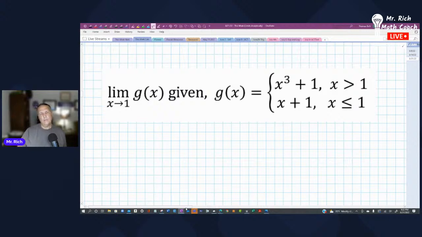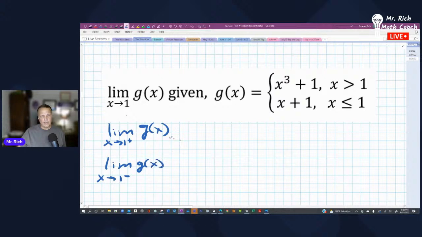The function that we're taking the limit of is a piecewise function. So I'm trying to find the limit of this function as x approaches 1. What I have to do is consider the two-sided limits. I have to consider the limit of g of x as x approaches 1 from the right, and I need to find the limit as x approaches 1 from the left of my function g of x. Okay, well, let's do that.